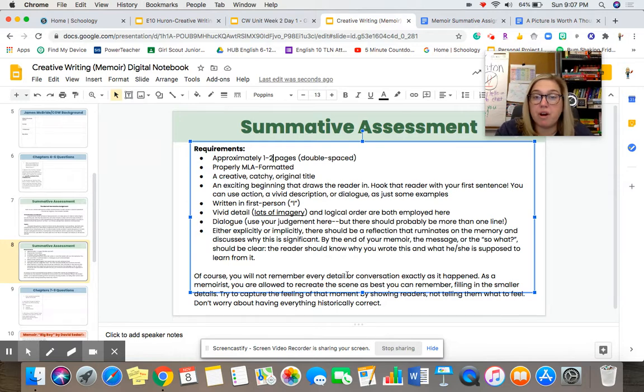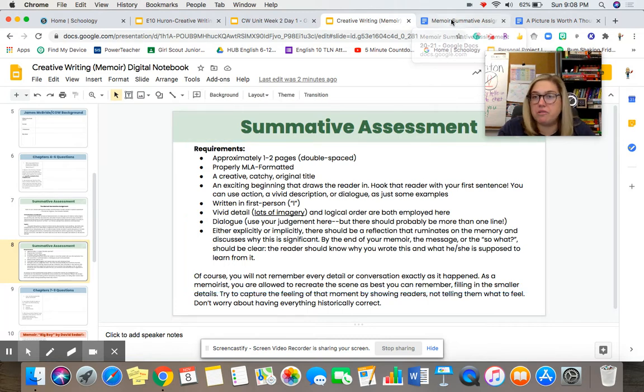Of course, you will not remember every detail or conversation exactly as it happened. As a memoirist, you are allowed to recreate the scene as best you can remember, filling in the smaller details. Try to capture the feeling of that moment by showing readers, not telling them what to feel. Don't worry about having everything historically accurate. Remember, we talked about autobiographies are fact-checked. Memoirs are not. Memoirs, you can embellish. You can use hyperbole. You can use vivid detail to make the storm that you are experiencing, like the thunderstorm, way more catastrophic, just for the sake of good reading. Like that's a part of memoir, okay?